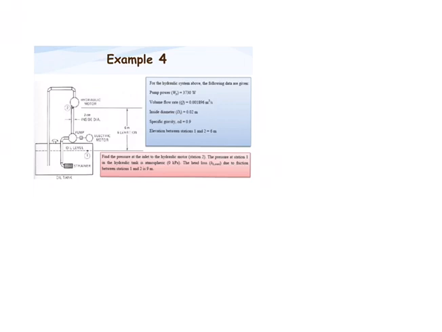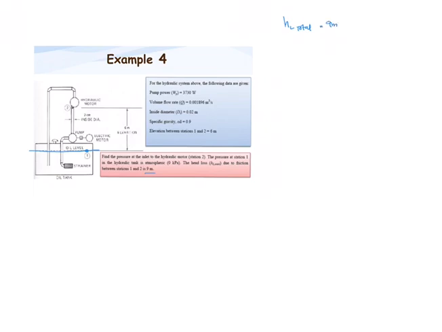Find the pressure at the inlet to the hydraulic motor, which is at station 2. Given pressure at station 1 in the hydraulic tank is atmospheric. So this is the level 1 at the surface of the water, which is 0 for the pressure. The head loss HL total due to the friction between station 1 and 2 is 9 meter.